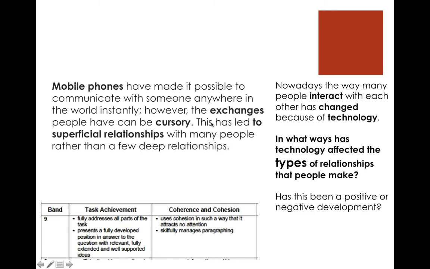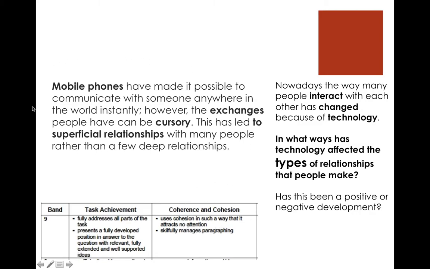Now, we're saying this instant communication has led to superficial relationships. This means, for a 9, explain more. So that's what we're going to do in the rest of the paragraph. You can do this, fill it in, and put it in the comments, and I'll look at it for you. Okay, so uses cohesion in a way that it attracts no attention.